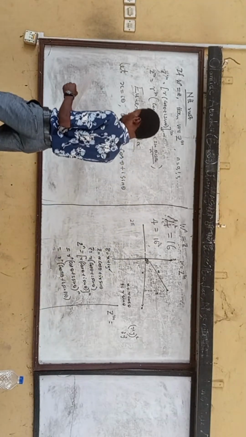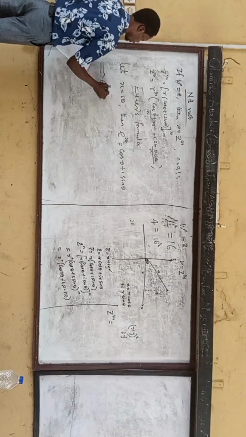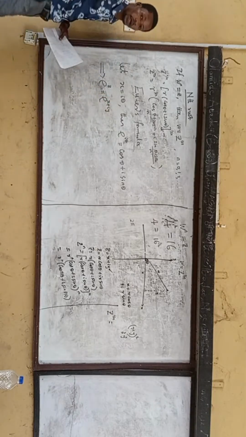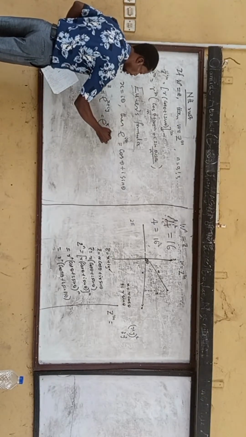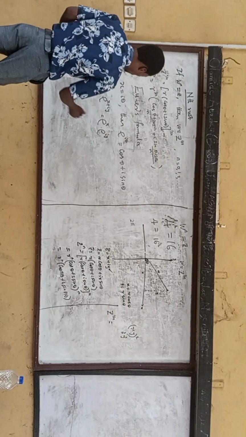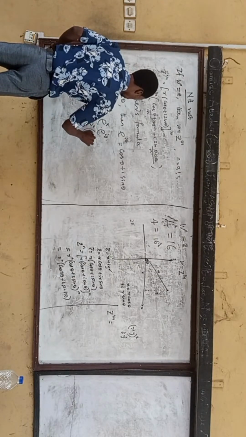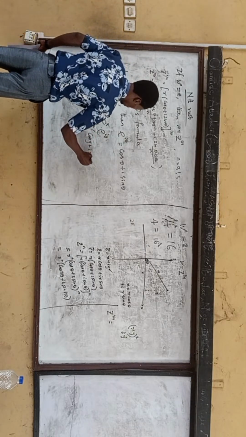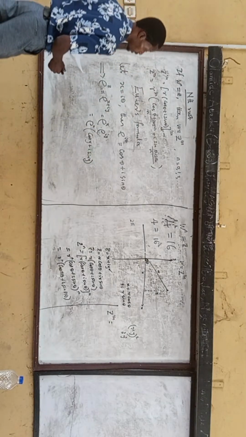So that implies that if we take exponential of z, it will give us exponential of x plus iy. This means e raised to the power x times e raised to the power iy. Are we there? But this is a complex number. We can write e raised to the power x times cos y plus i sin y. So that's Euler's formula.